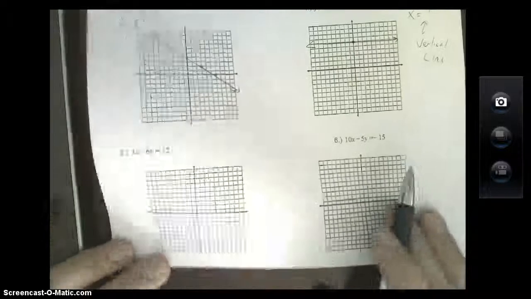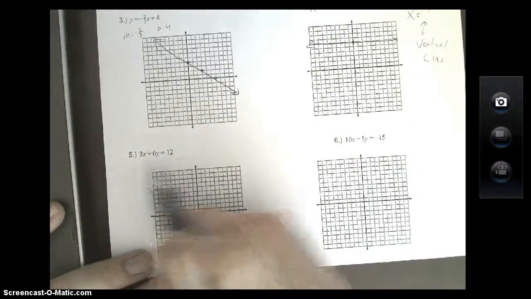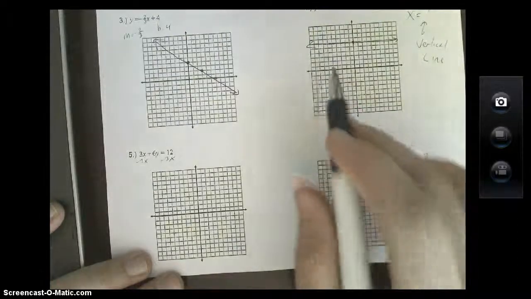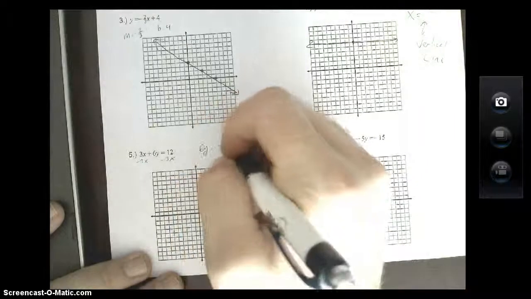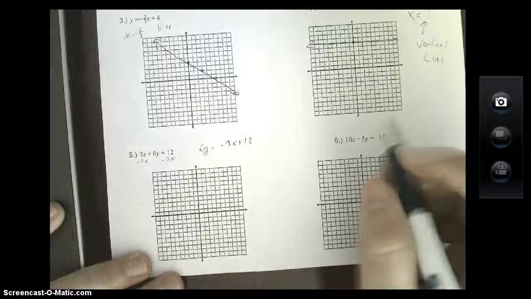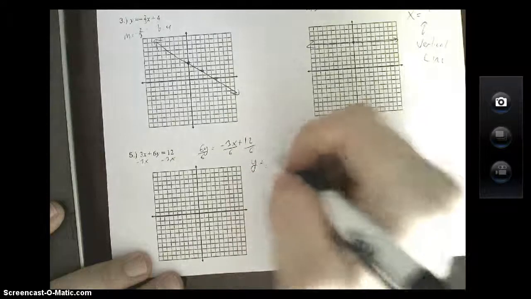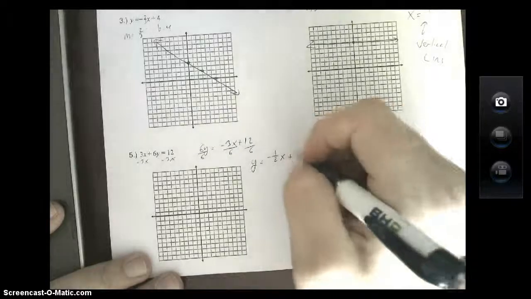All right, number 5 and 6. To the more challenging problems, you need to get y by itself. So I'm going to subtract 3x over here. For the first 4 that we did up top, they're all y equals, y equals, y equals. Here, if I subtract 3x over, 6y equals negative 3x plus 12. And I'm going to divide every single term by 6. Now, 6y divided by 6 just gives you y. Negative 3 over 6, I'm going to reduce to negative 1/2 x plus 12 over 6, 2.